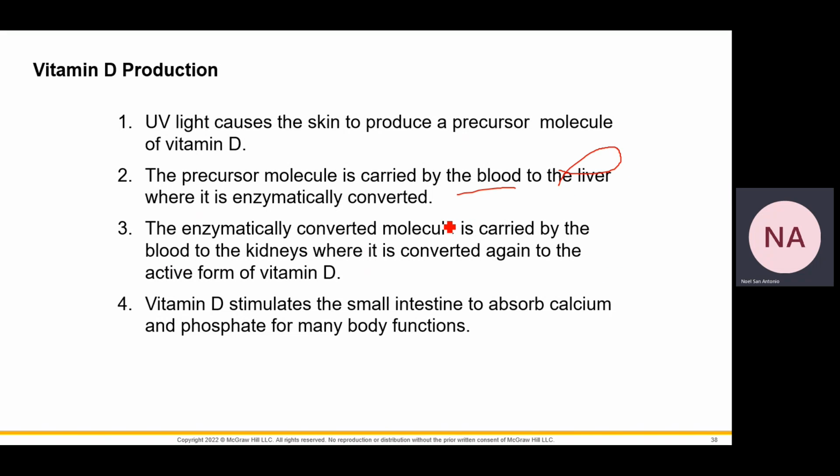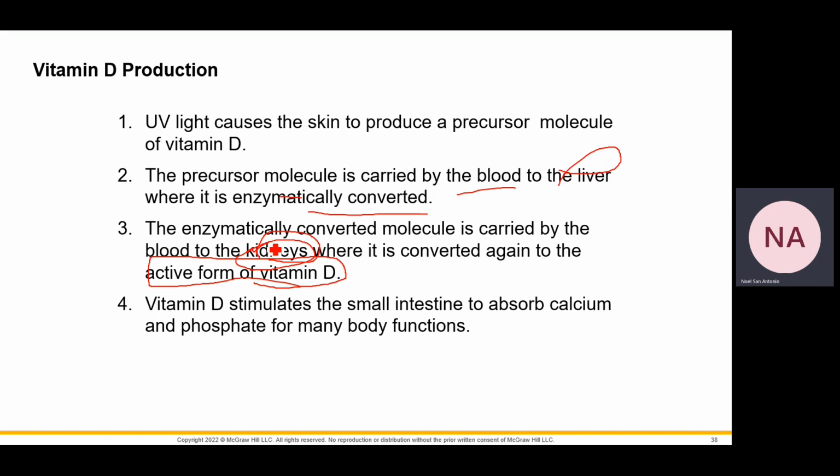To the liver, where it is enzymatically converted. Is that already active vitamin D na? Magagamit na ba ng katawan natin yan? Not yet. Because that converted molecule will still be carried to the kidneys, where it is again converted now to the active form of vitamin D. So therefore, those people with kidney problem, like for example, kidney failure, you will have a problem in terms of vitamin D production.